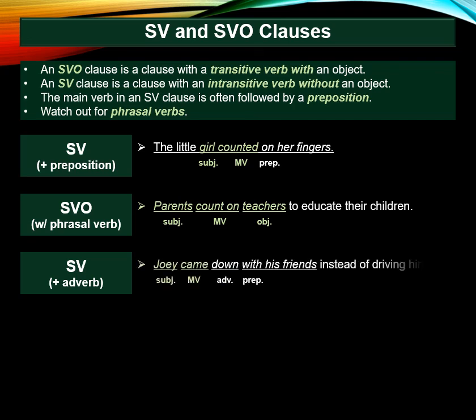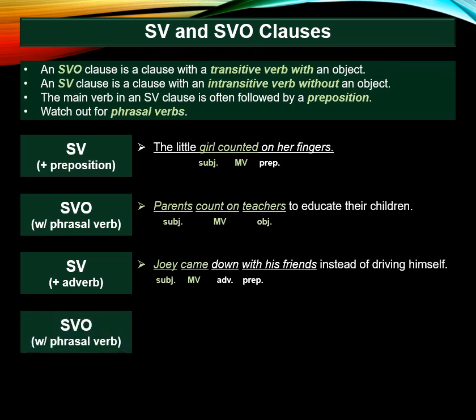Now, in this example, Joey came down with his friends instead of driving himself. Came is an intransitive verb. Down is an adverb that answers the question where. Where did Joey come? But in this example, Joey came down with a cold, so he didn't go to school. Came down with is a phrasal verb, and cold is an object. So please stop and think sometimes: is it a phrasal verb? Is it not?